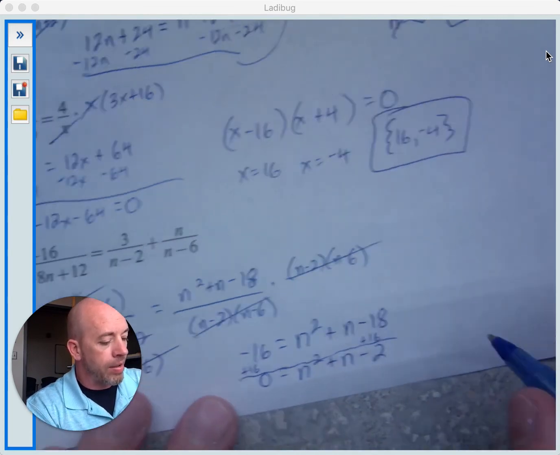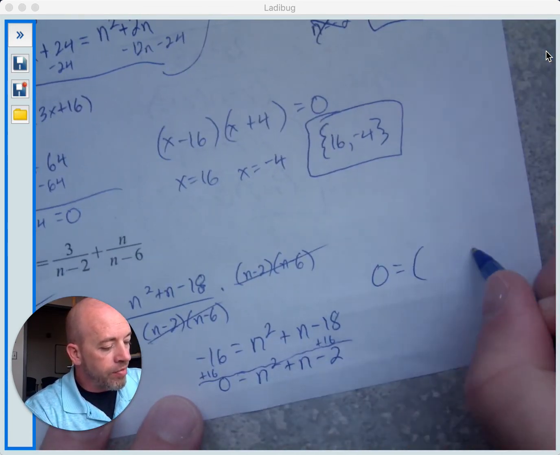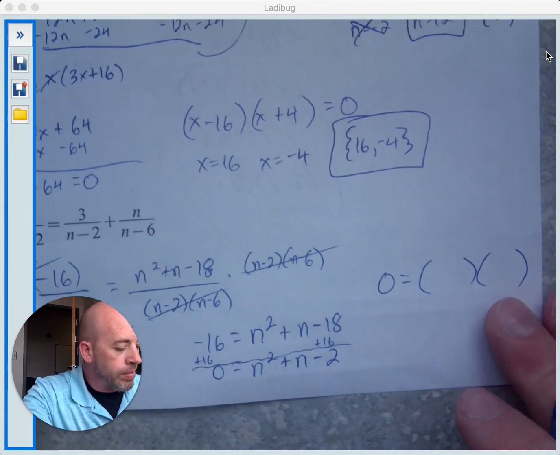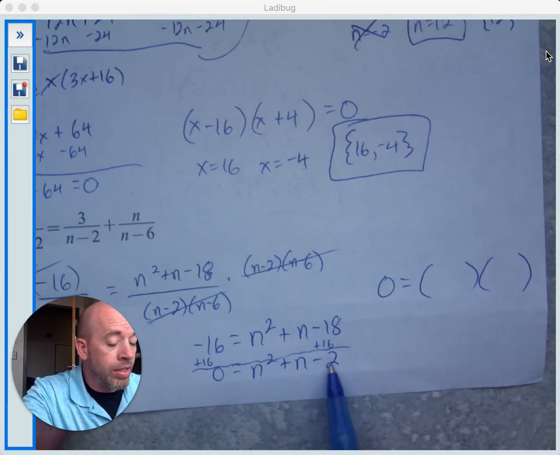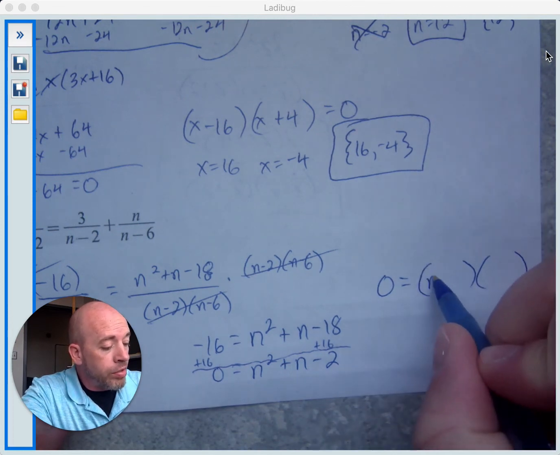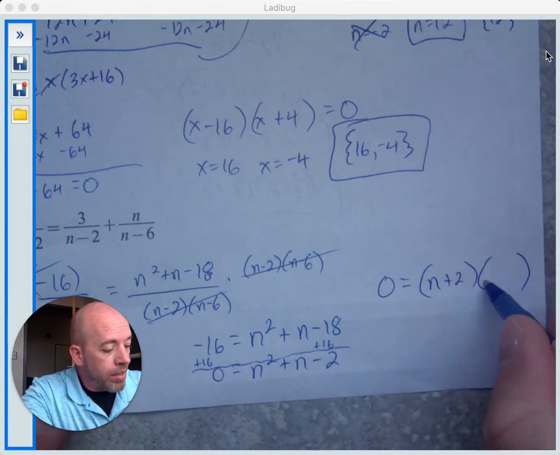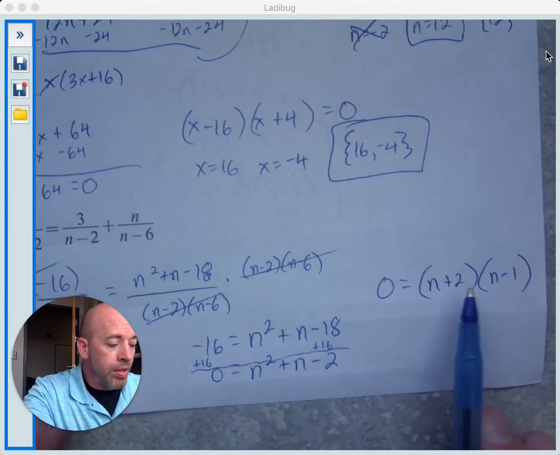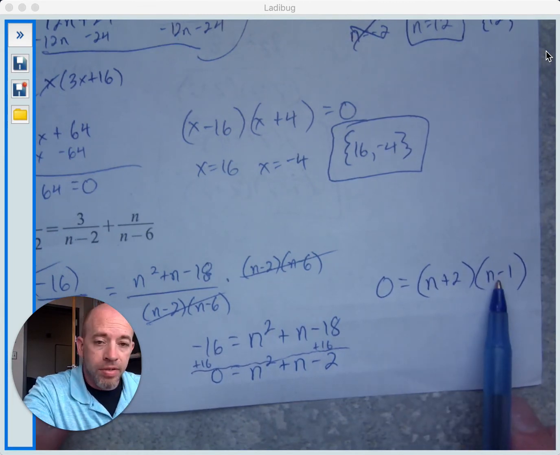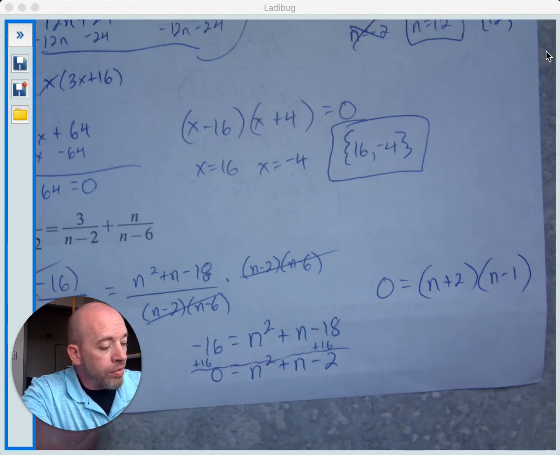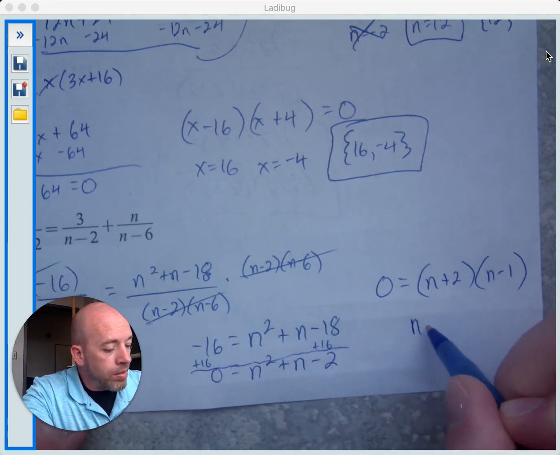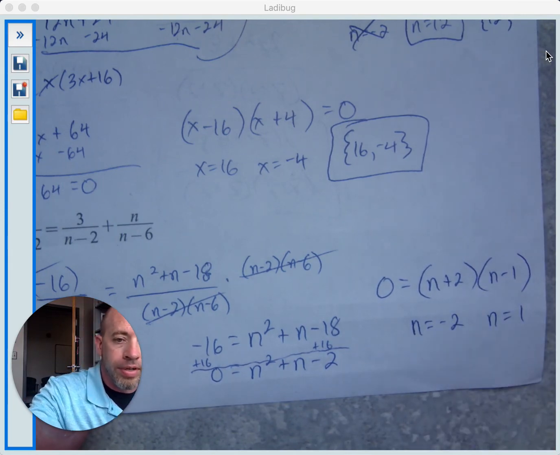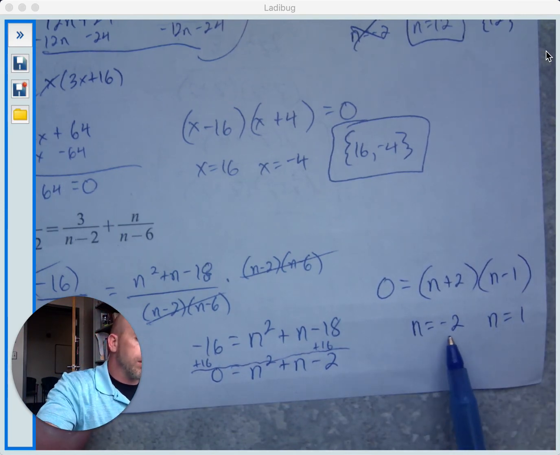Can we factor that? We could probably factor it into two binomials, right? So let's see. What are my binomials? Two factors of negative 2 that add up to 1. How about plus 2 and minus 1, right? 2 times negative 1 is negative 2. 2 plus negative 1 is positive 1. That gives us our two possible solutions of negative 2 and positive 1. It's whatever makes these factors 0, right? So let's check and see if they cause any problems.